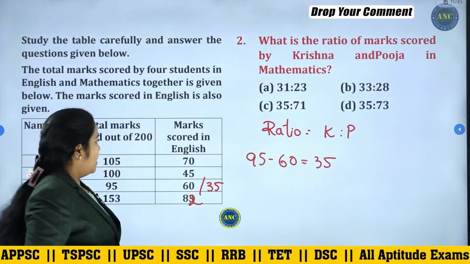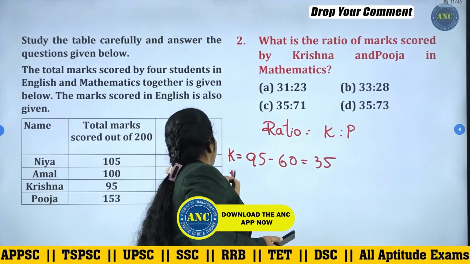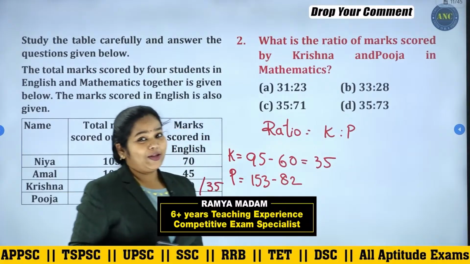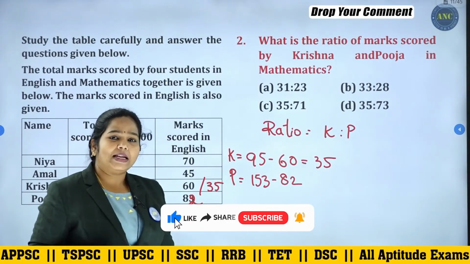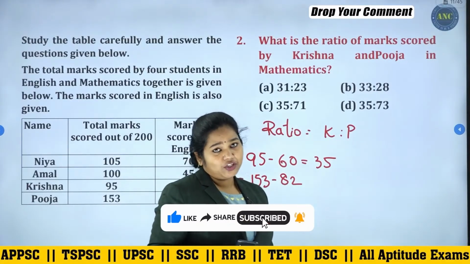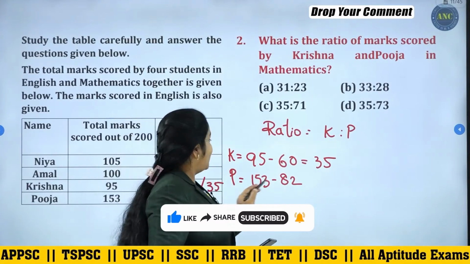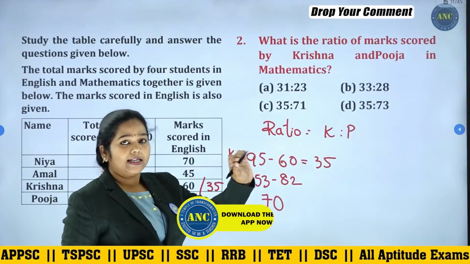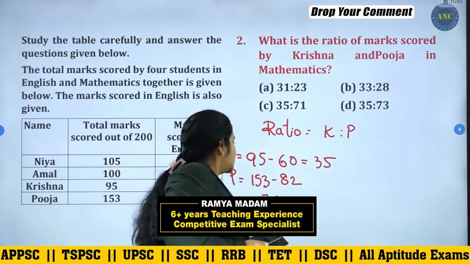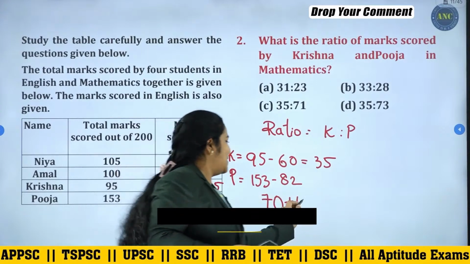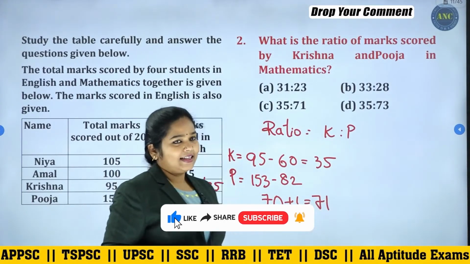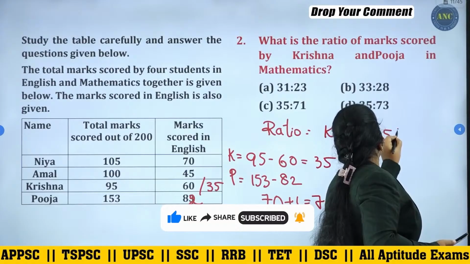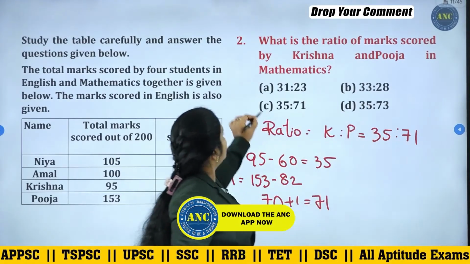Go to Pooja. This is Krishna's. Pooja, it's 153 minus 82. 153 minus 82. How do you do this? 15 minus 8. 15 minus 8 is how much? It's 7. So, 150 minus 80 is 70. 3 minus 2 is 1. So, you will add 1 to this. So, it's 71. Yes. So, what is the ratio here? It will be 35 is to 71. Where is the answer? Option number C is correct.